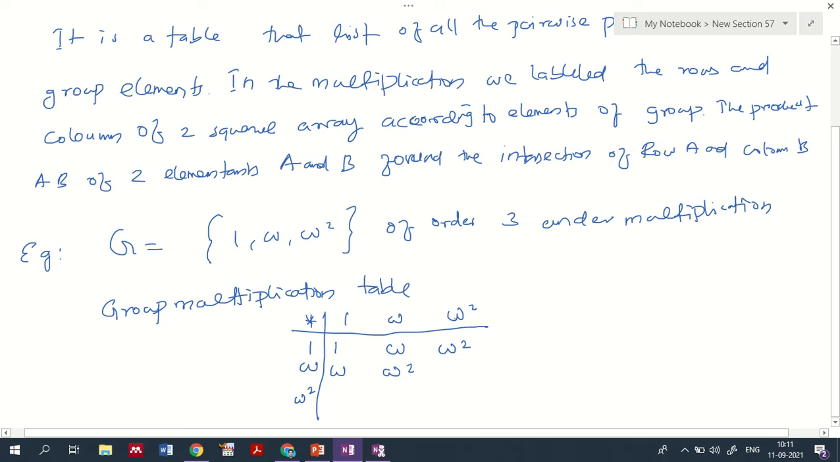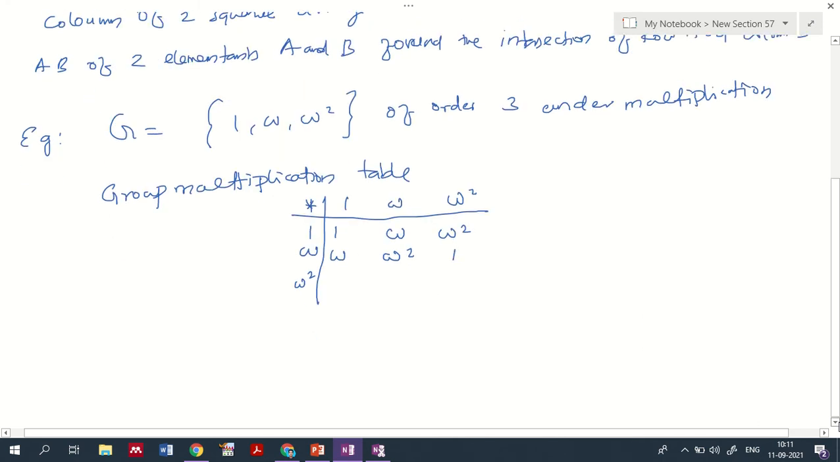not omega cube, it is 1, because there is a theorem called the rearrangement theorem, which says that in a particular row and a particular column there will be no repetition of any element, so each appears only once. I will talk about the rearrangement theorem later. Just note that omega into omega square must equal 1, because it should result in another element of the group, not any element outside the group. Only then can we say this is a group.